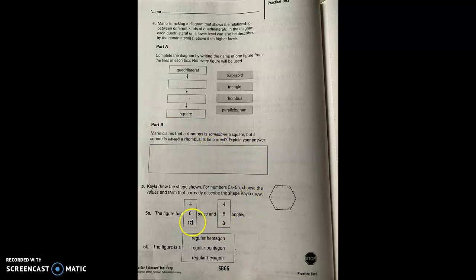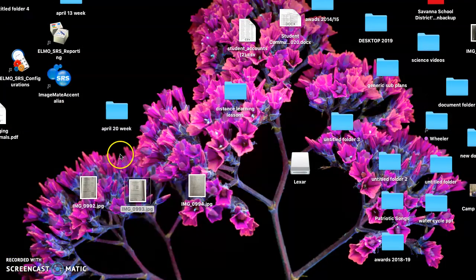Question number 5. Count the sides, count the angles on this shape, and then name the shape. Pause your video till you've answered all those questions before you go to the next page.